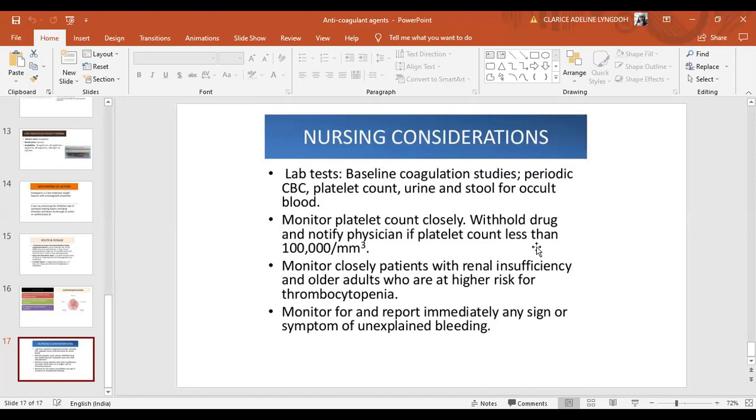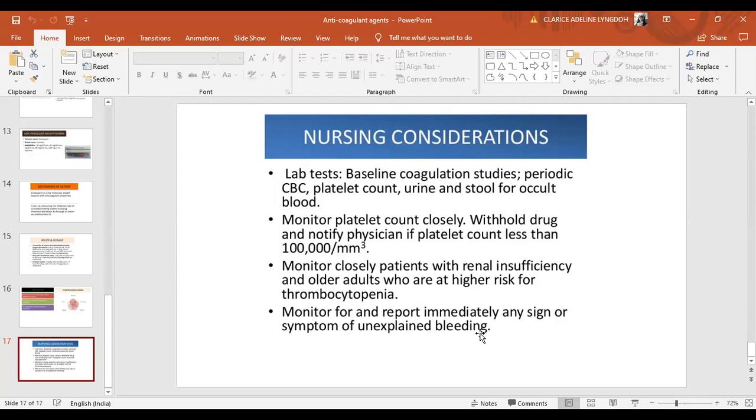And if the platelet count is less than 1 lakh per cubic millimeter, then we have to inform the doctor and try to stop the injection or hold the injection. Then monitor closely the patient if the patient is suffering from kidney disease. Okay, and if older people or senior citizens are suffering from thrombocytopenia, then monitor and report immediately any sign and symptom of unexplained bleeding.